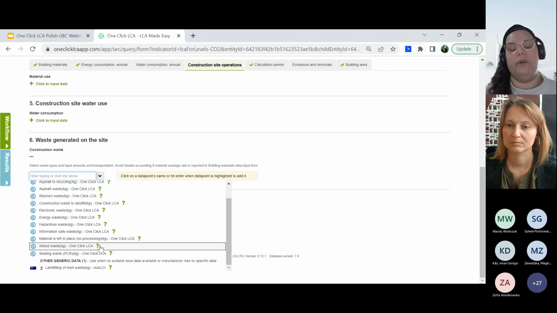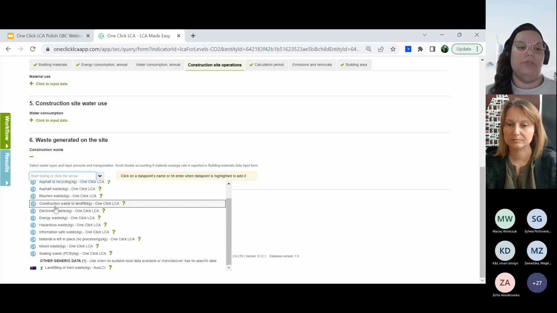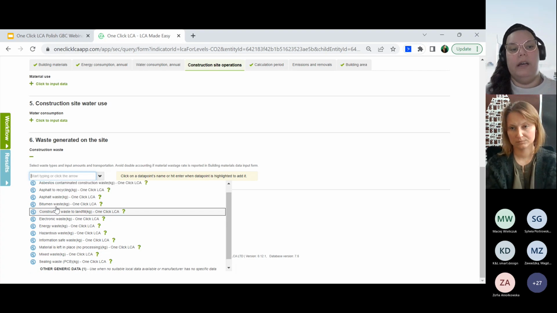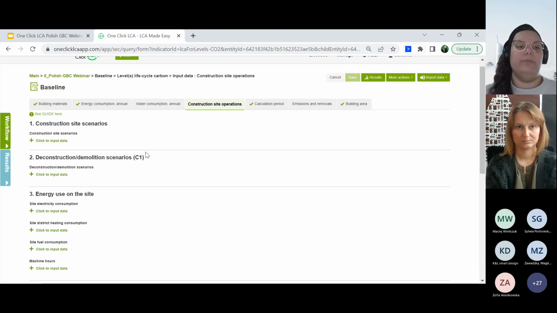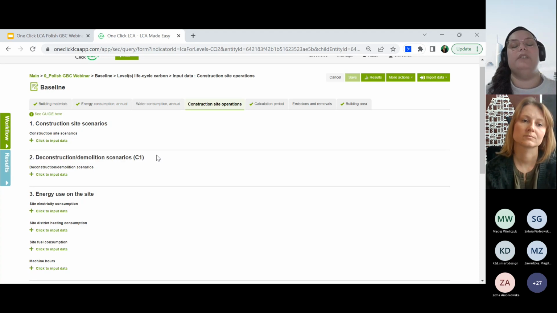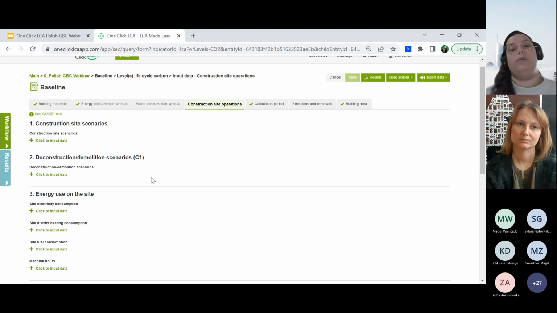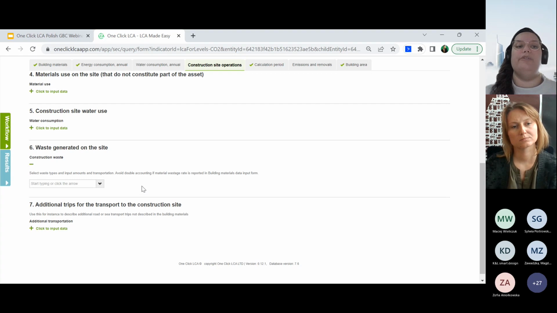So for example, if you want to just account for it generally, you can have construction waste to landfill, and you can account for the quantity of it. So just one thing, do not account for it in the construction demolition, because this is for the C1 stage, which is the end of life of the building that you will be accounting for, right? And if you account for it here, this will be for the installation phase, so for the A5 phase, which is where it should be.